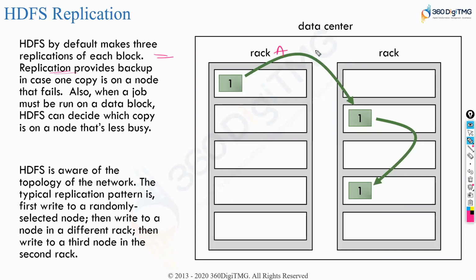So let's say this is rack A and rack B. I'll name the servers AS1, AS2, AS3, AS4, AS5. Assume this rack has five servers. Similarly, I have five servers in rack B also. So these are the servers, and I've given them names.